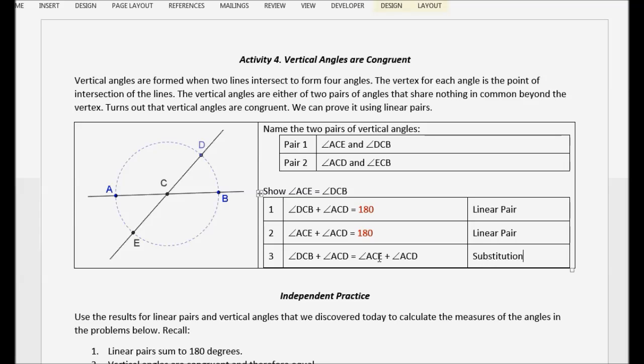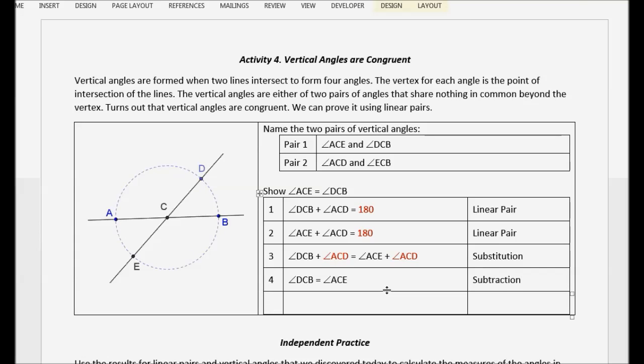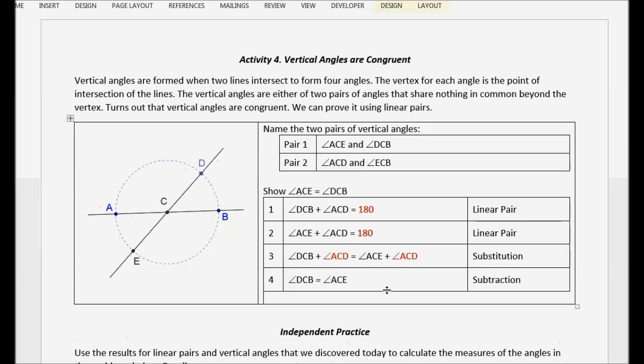And then we say, hey, look at this. I've got ACDs in both parts of the equation. That means I can subtract them out. Doesn't matter that they're not numbers. So DCB is equal to angle ACE by subtraction. And that is our goal, more or less. We actually were interested in ACE equal to DCB. We're backwards, but by the symmetric property we can just turn that around.